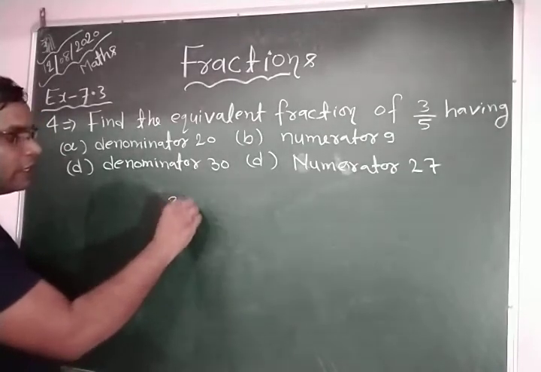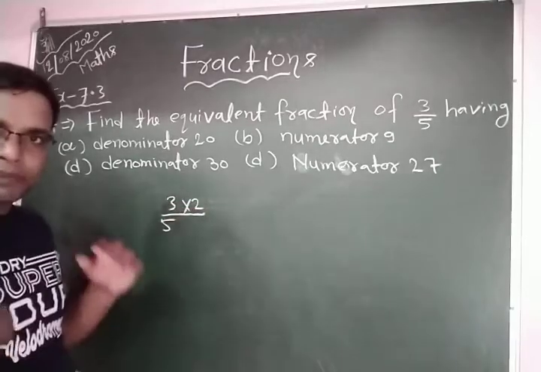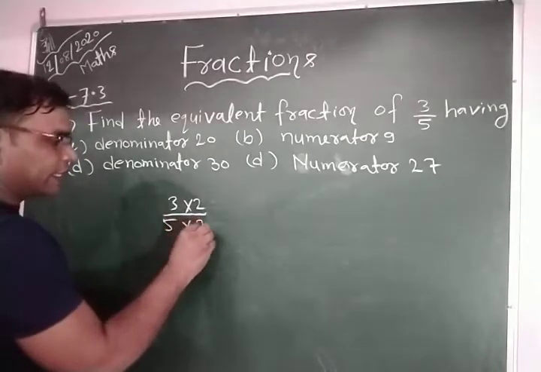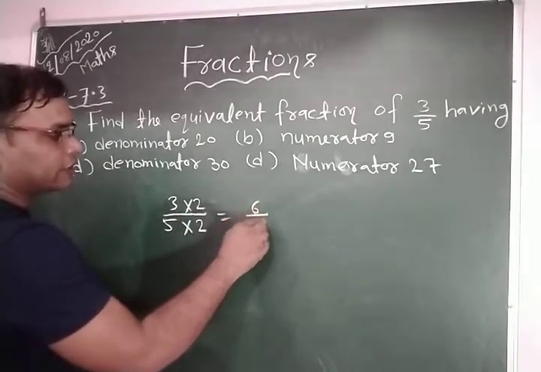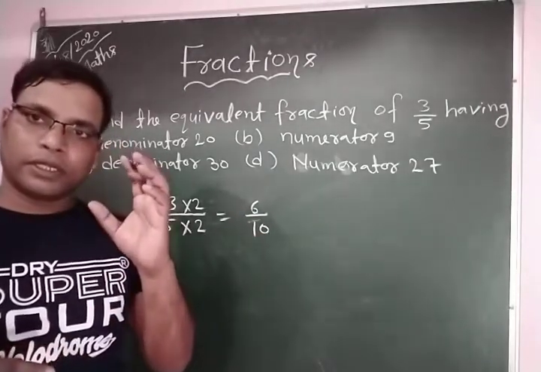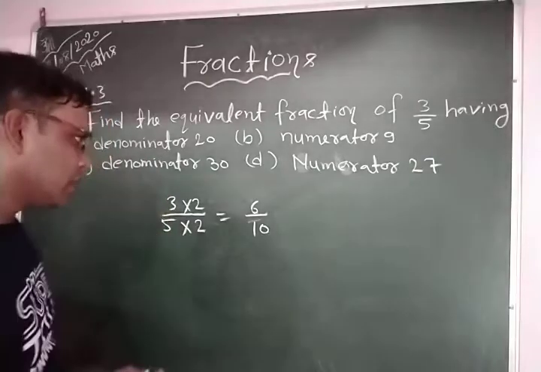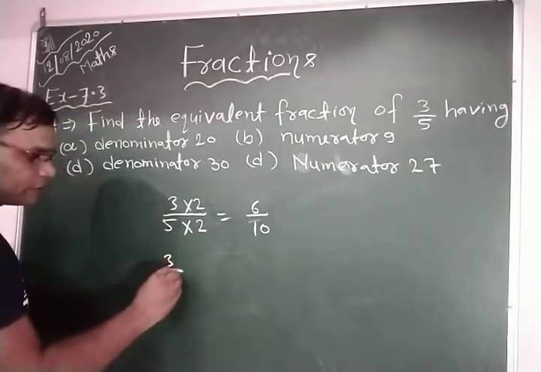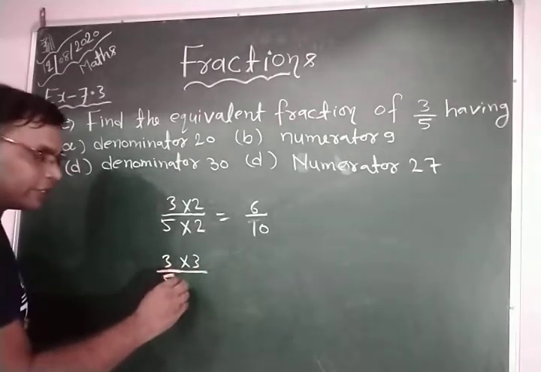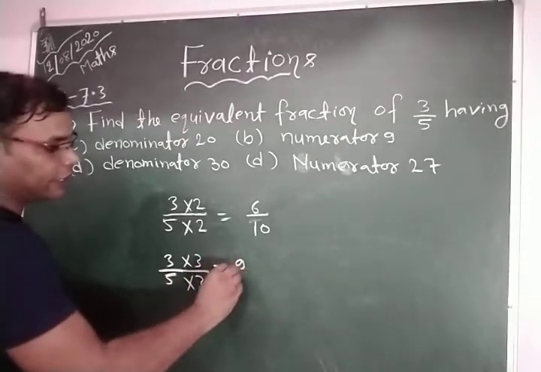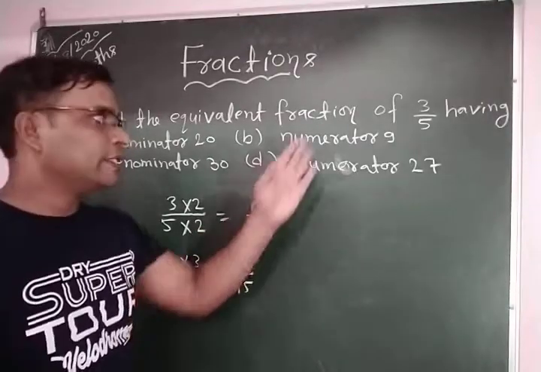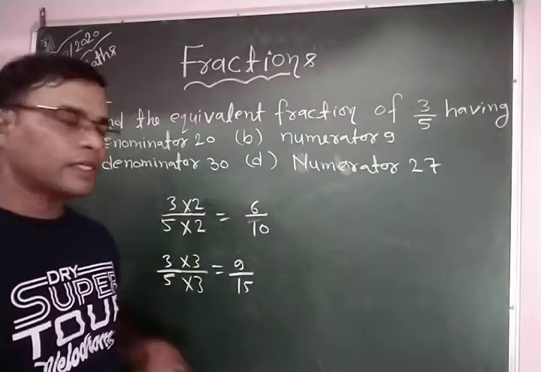If you multiply 2 in the numerator and the denominator, then we find the next fraction is 6 by 10. 6 by 10 is equivalent to 3 by 5. If you multiply 3 by 5 by 3, in the numerator and the denominator, we obtain 9 by 15. So 9 by 15, 6 by 10 and 3 by 5 are equivalent fractions.